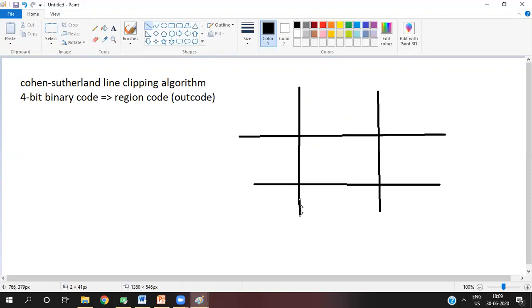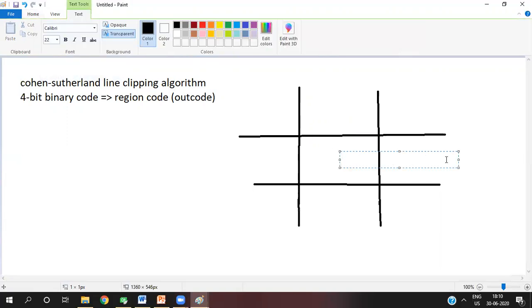Yes, this is the region. How many parts? 1, 2, 3, 4, 5, 6, 7, 8, and 9. Okay, 9 parts are there. Let's see how they assign the code now. So they assign the code like this.